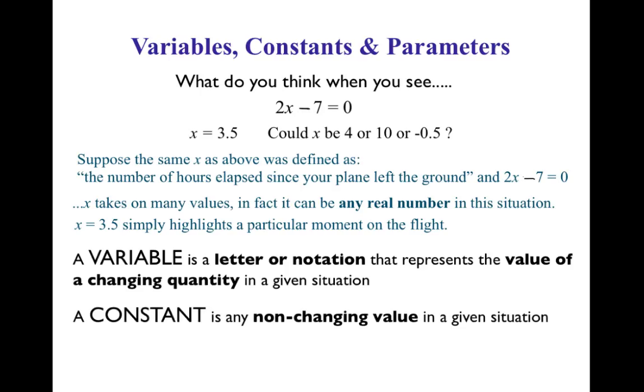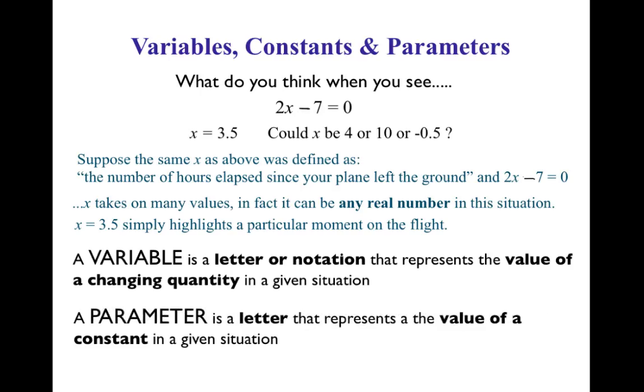So a constant is a non-changing value. It stays the same. So we would never use a variable to define a constant. But we can use a letter to represent a non-changing value, and then we call that a parameter. A parameter is a letter that represents the value of a constant, something that's not changing.